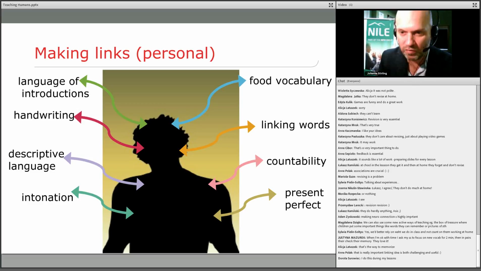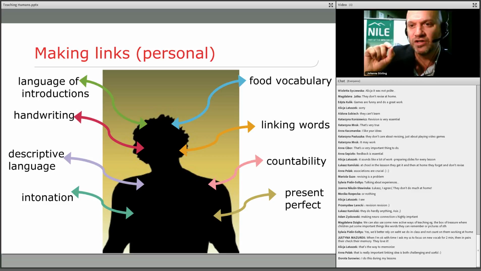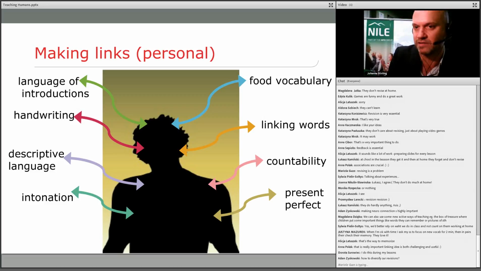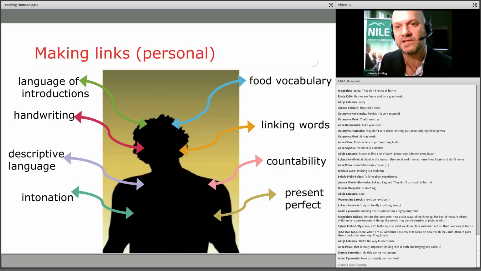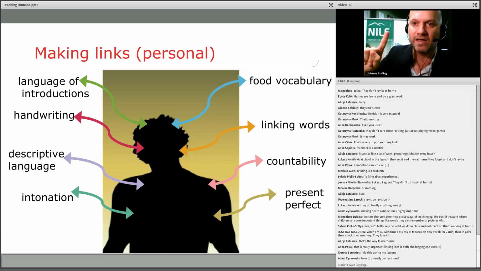I agree with what's been said here. Revision is important, right? But it's diverse revision, and it's revision connecting to existing knowledge, not just going over something, but going over it, thinking about how it connects to what you already know, thinking about how it connects to other things.